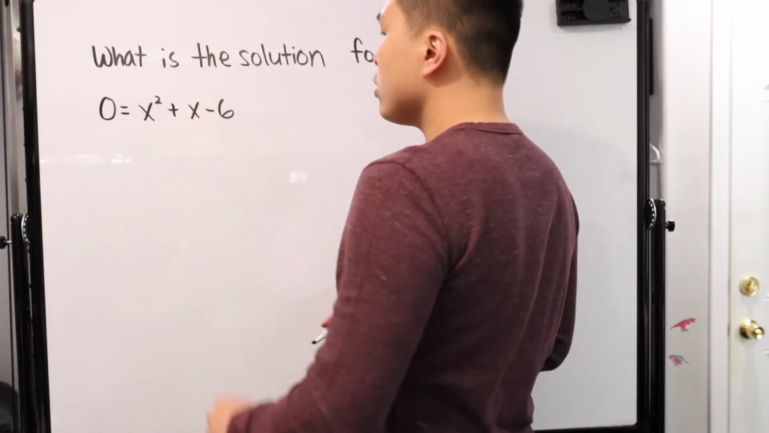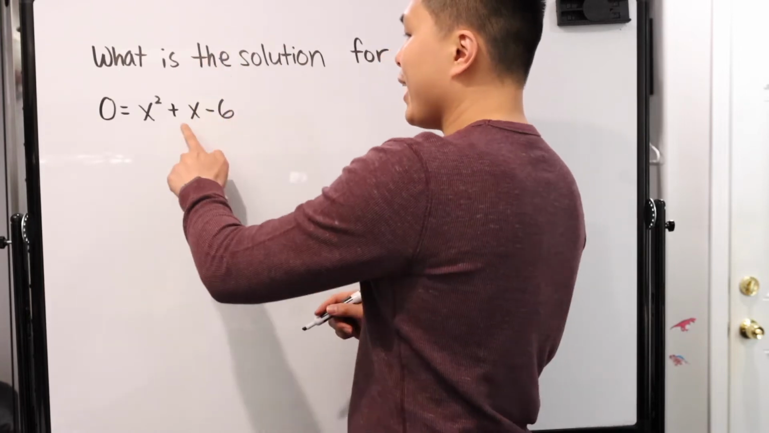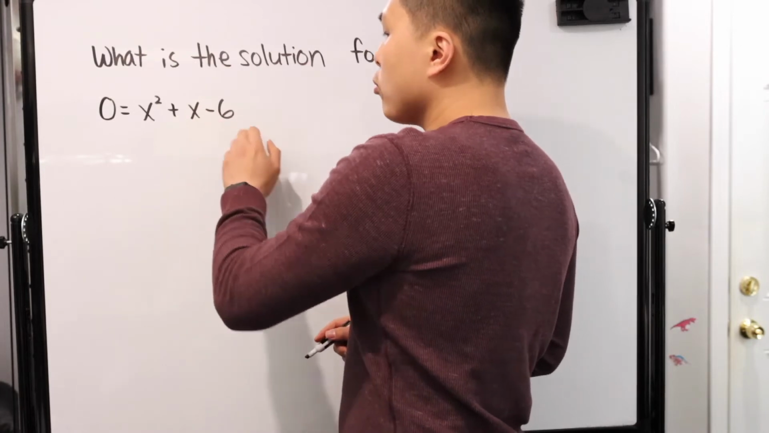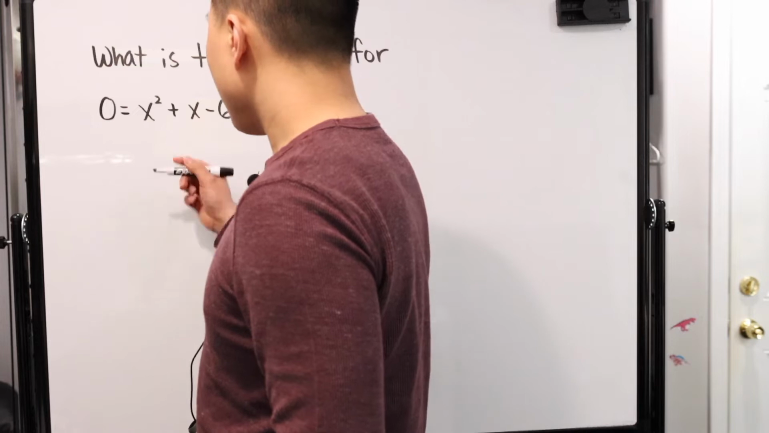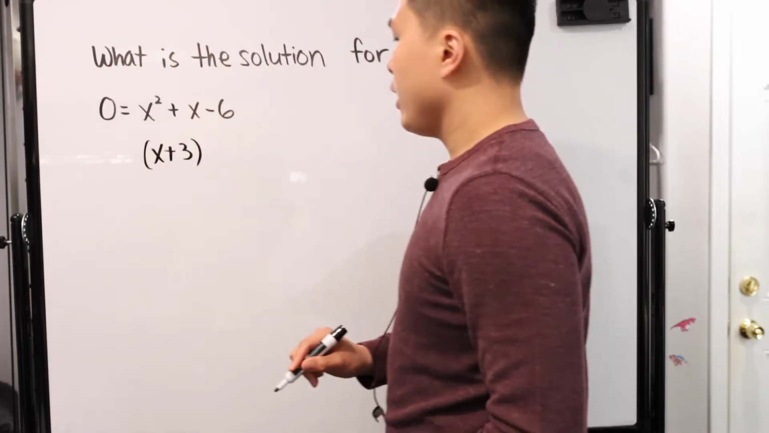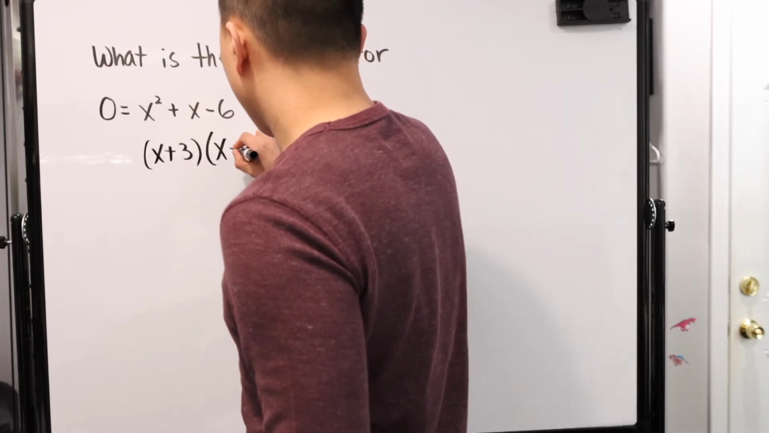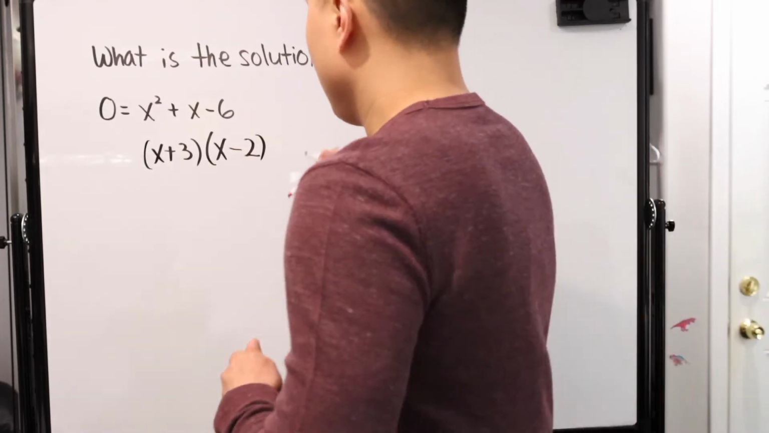Well, 0 equals x squared plus x minus 6. We need two numbers that add together to become this invisible 1 right here that we want and multiply together to become negative 6. Well, in that case, we're going to have x plus 3, which would ensure that it ends up being negative when it multiplies, and x minus 2. Okay, so there it is.